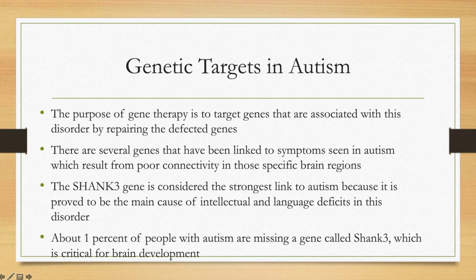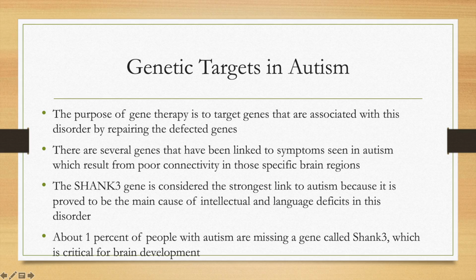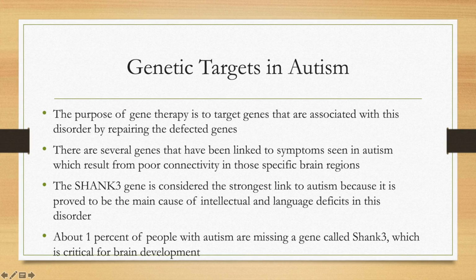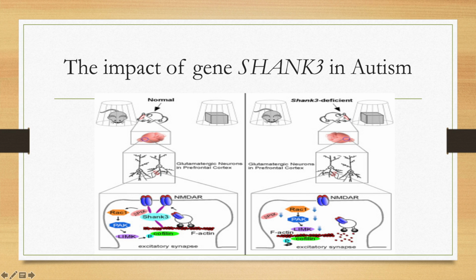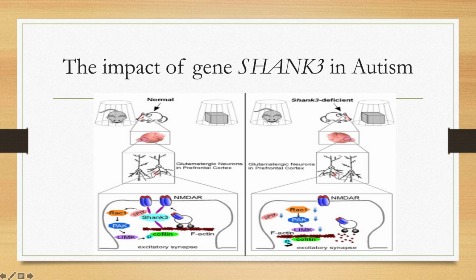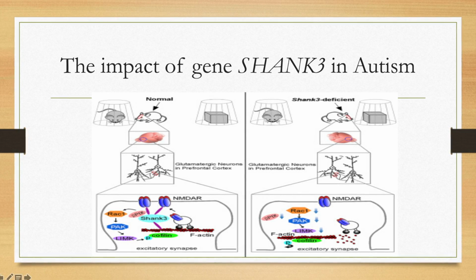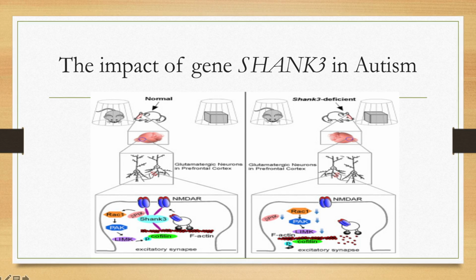About 1% of people with autism are missing a gene called SHANK3, which is critical for brain development. The impact of gene SHANK3 in autism. This model shows the brain of a mouse with the present SHANK3 gene and another image of the brain without the gene.